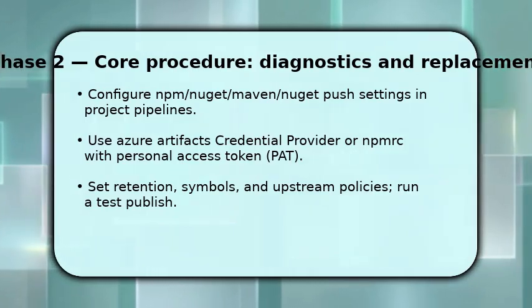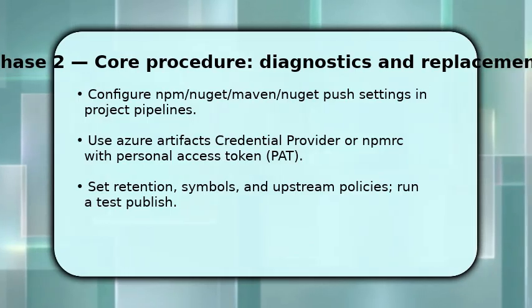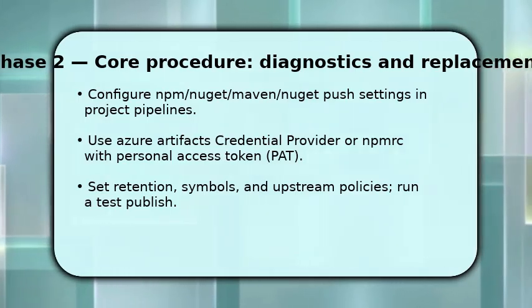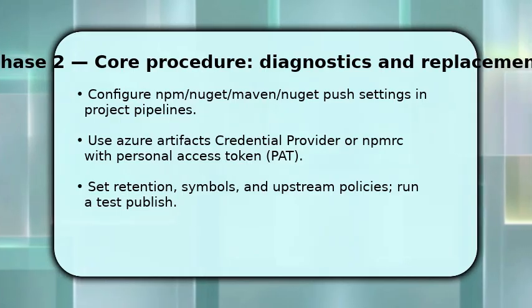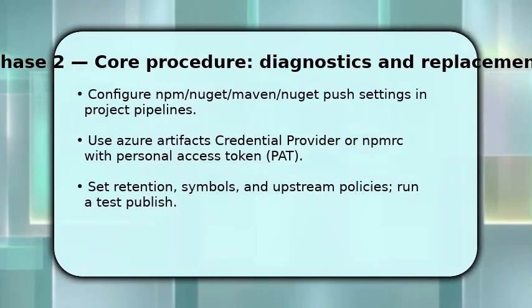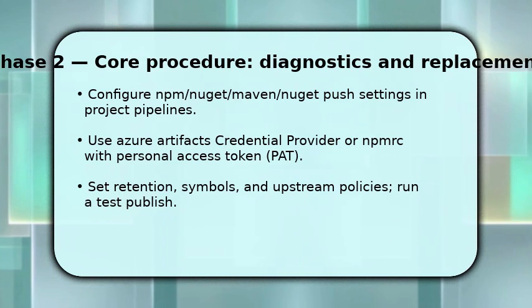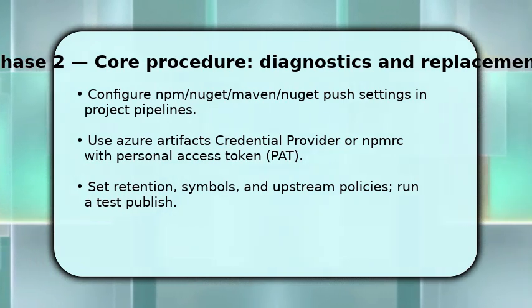Once published, configure retention and upstream policies so stale or external versions are handled automatically. Run a test publish and consume it in a build to verify both upload and download workflows function as expected.